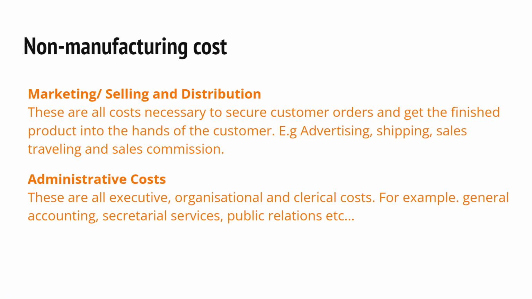And then we have the administrative costs. So these are all the organizational or clerical costs or executive costs that are associated with running the business entity. So general accounting expenses, secretarial services, public relations, even transport to some extent would be considered an administrative cost, traveling expenses for your traveling agents.